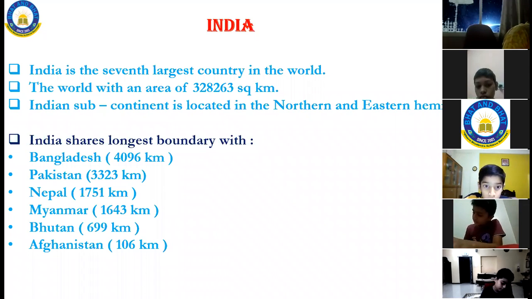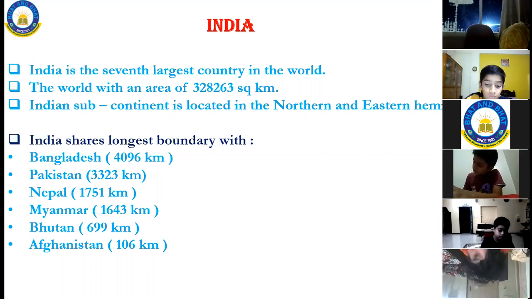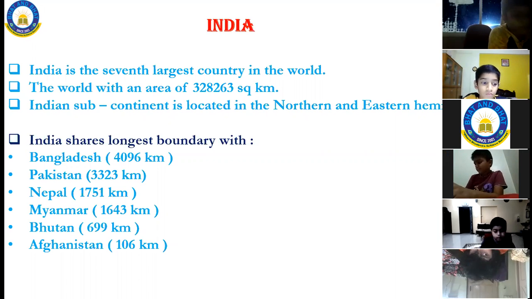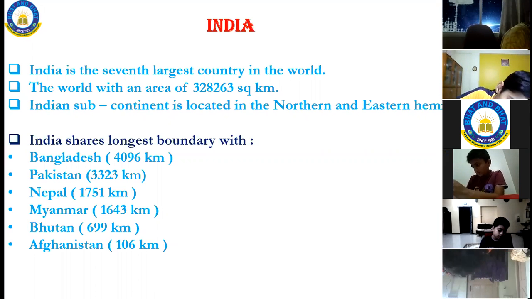Yes, Vinay. First part, that is the seventh largest country. India is one of the seventh largest country. Second, we are talking about the area of the world. And third, we are talking about the subcontinent. Subcontinent is shared with northern and the eastern parts too. And when I come to the fourth point, it's all about the boundaries that India has shared.